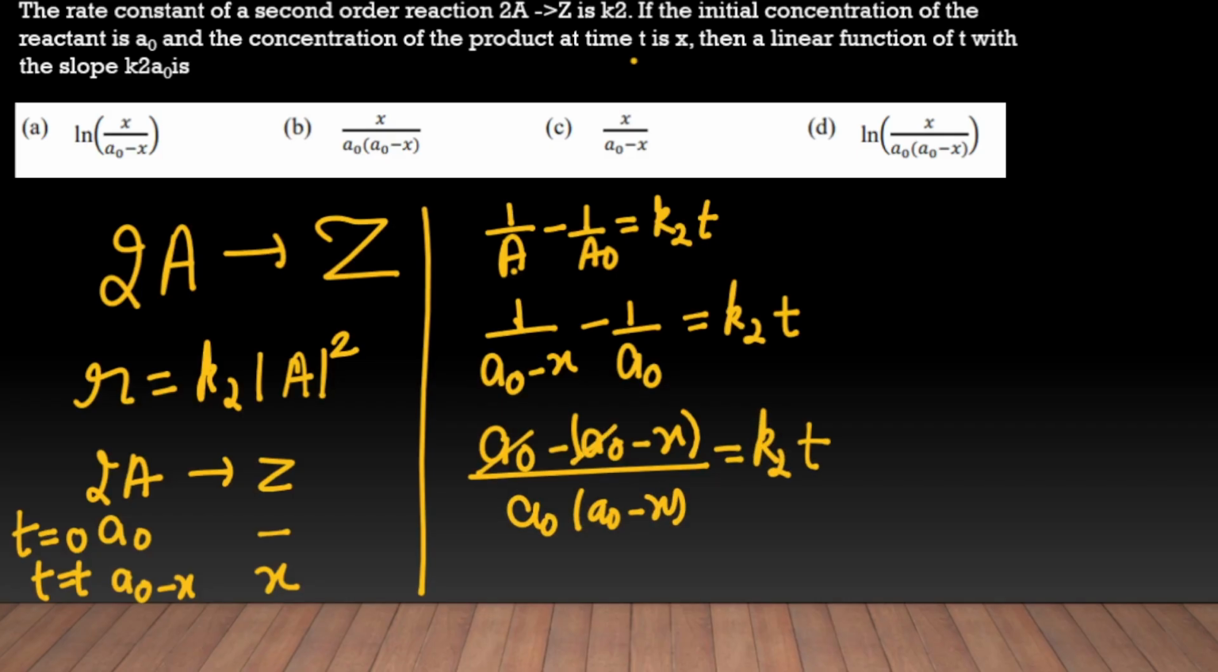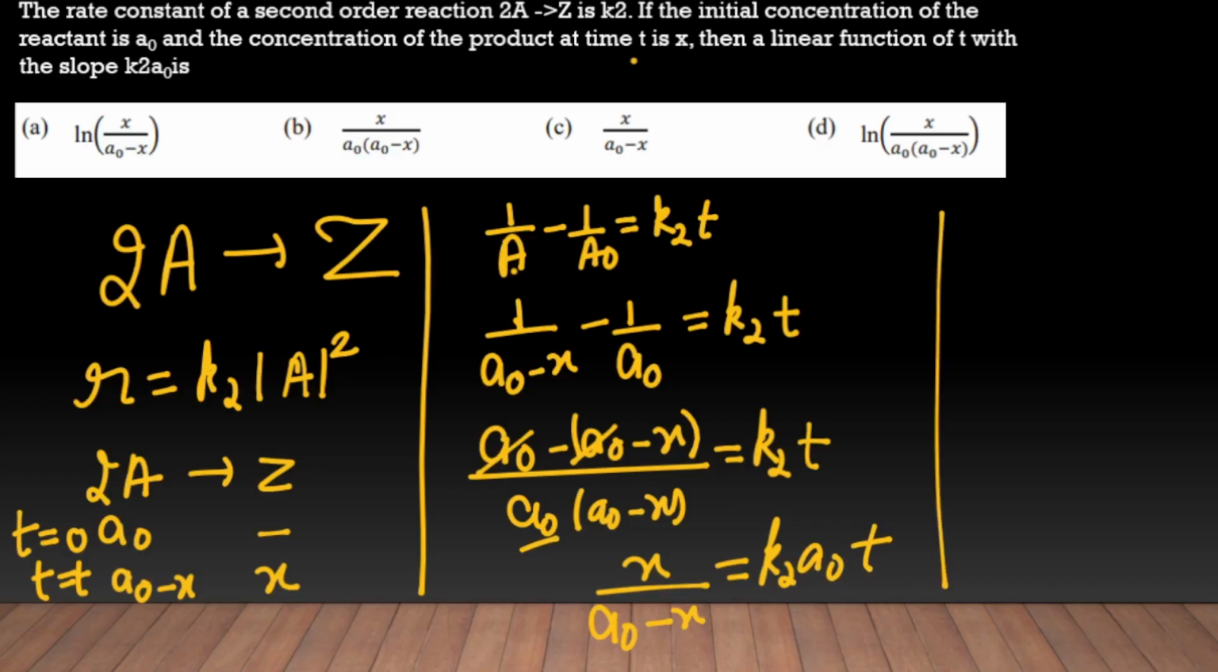So this A naught and A naught get cancelled out. It becomes x upon A naught minus x, which will be equal to K2 times A naught into t. This A naught I am taking to the other side. So the value we are getting is x upon A naught minus x, which is equal to K2 times A naught into t.